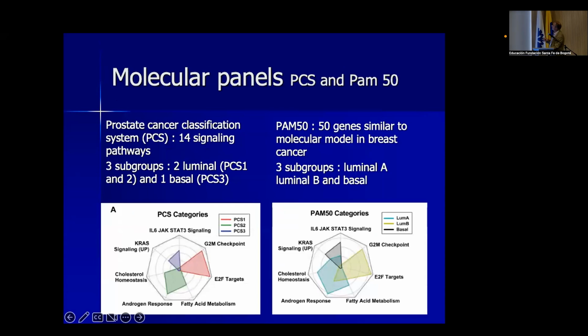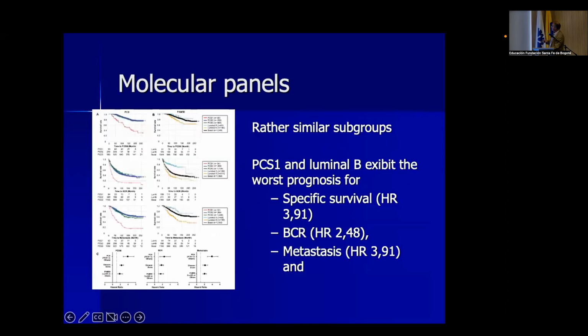Other molecular panels can be used. Two of them are here, the PAM50 and another, that describe 3 types of prostatic carcinoma. Luminal A, luminal B. Luminal is very used either in breast cancer or ureteral carcinoma. These two panels have similar information. The PAM50 and the other, sorry, luminal B is the worst prognosis, with specific survival, biochemical recurrence, and metastasis impact, as you see here clearly.